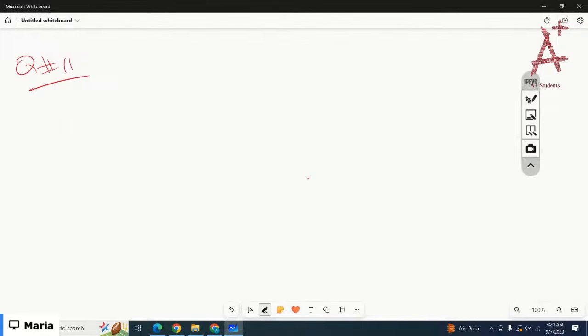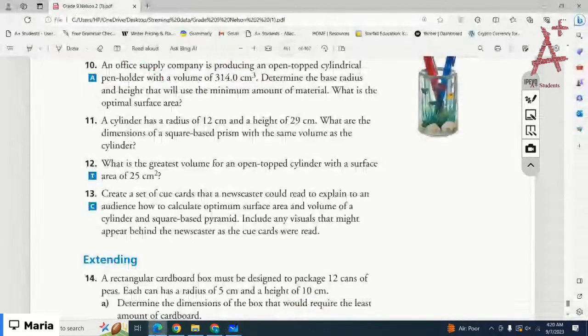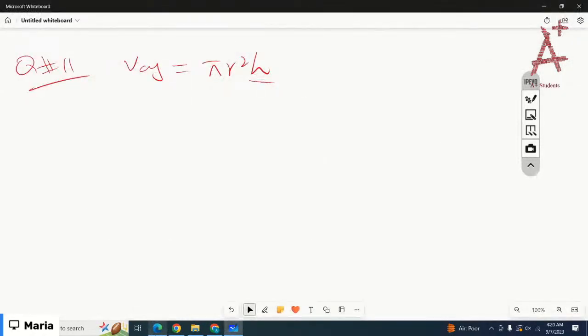The volume of the cylinder is pi r squared h, right? You are given the value of h, that is 29, and the radius is 12, right? So just replace the radius 12 squared, pi, and the h you are given is 29. So when you evaluate the value, it will be 13119.29 centimeters cubed, right? Also, the volume of the cube is a cubed.